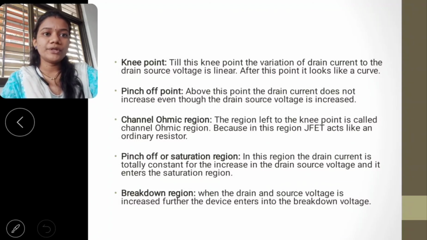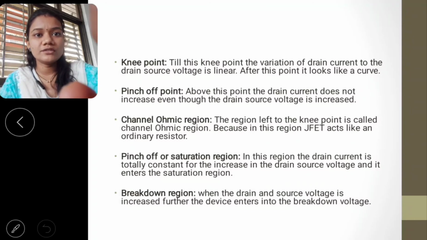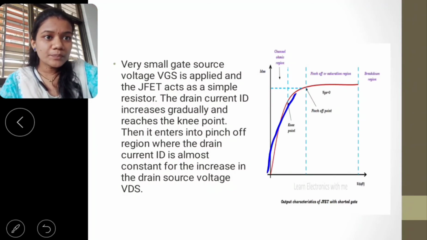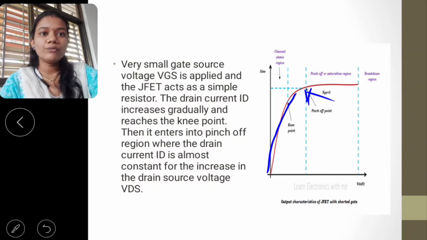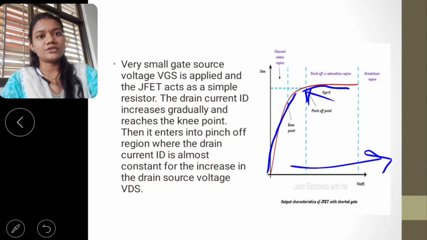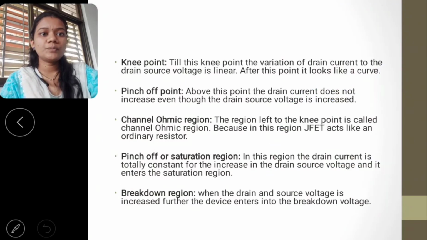Now pinch off point. Above the knee point, the drain current does not increase even if the drain source voltage is increased. So this is the pinch off point. The pinch off point is the point above which there is no increase in drain current. Drain current is constant while we increase the voltage. So this is nothing but your pinch off point.